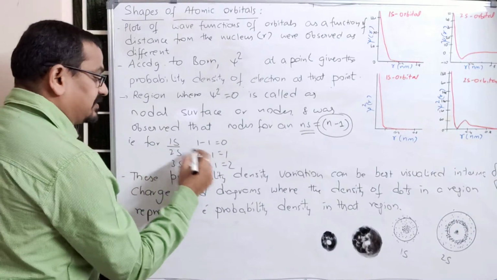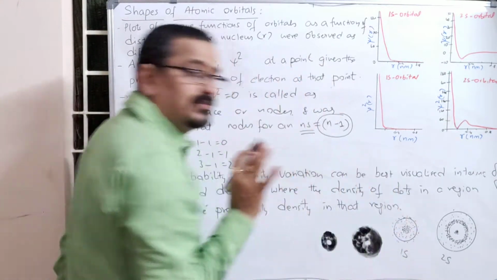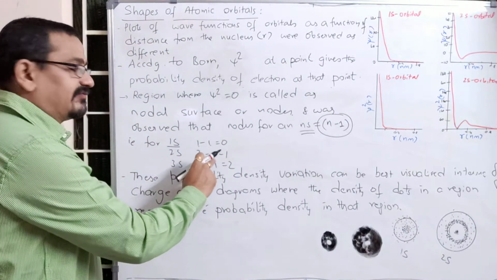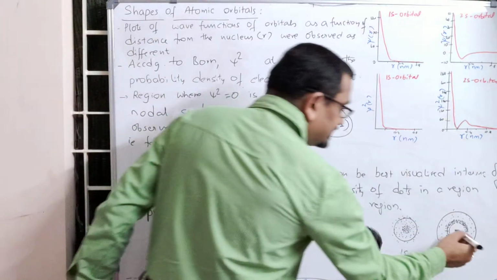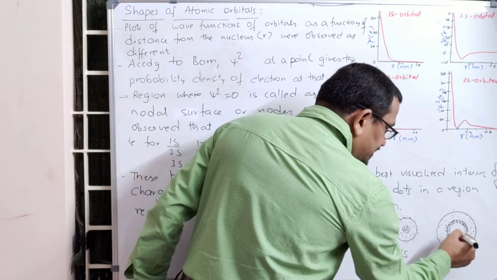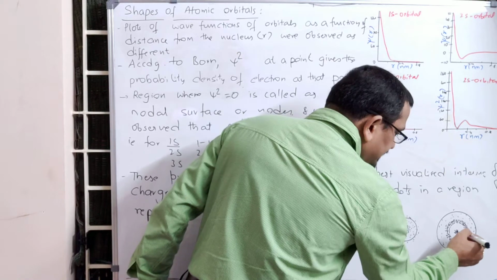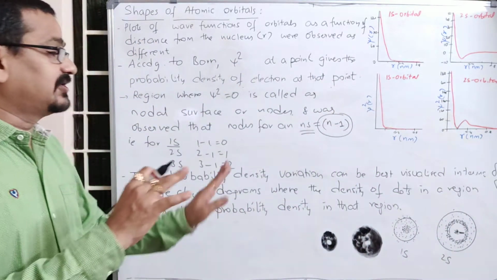For a 1s orbital, 1 minus 1 is 0. For a 1s orbital, there is no zero probability region. For a 2s orbital, the number of nodes or nodal surfaces can be calculated as 2 minus 1, that is 1. So, between the first probability density region and the second probability density region, you can notice a zero probability region. This total region is called the nodal region for 2s.